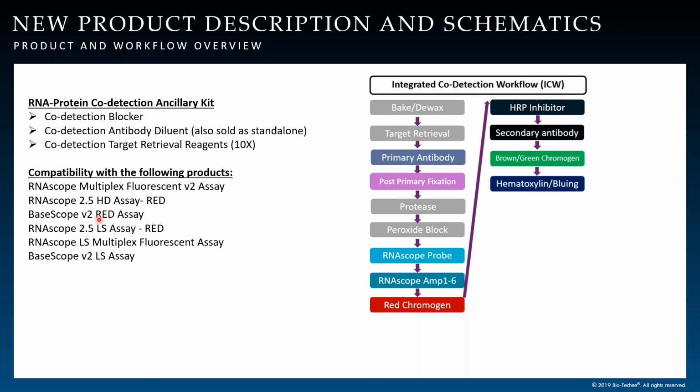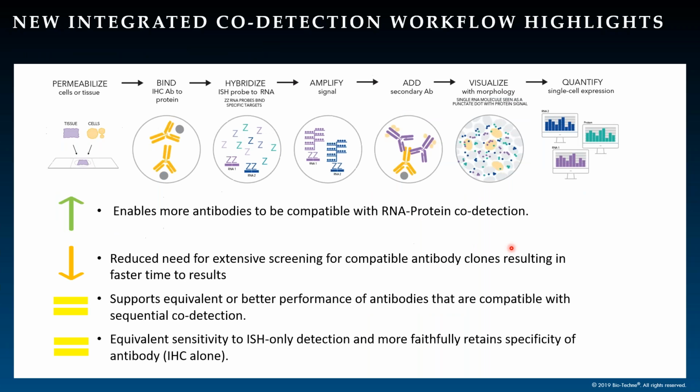This we have made available with a range of our BaseScope and RNAscope assays as seen on the screen. Now the workflow for this particular assay is a little bit different than a traditional sequential ISH-IHC workflow, where you will permeabilize your cell, and before you perform your ISH, you will add your target antibody of interest and bind your antibody to your target protein, followed by which you will perform your ISH assay and then amplify your ISH assay, detect your antibody signal, and then visualize both RNA and protein.